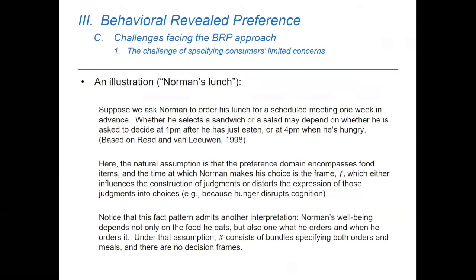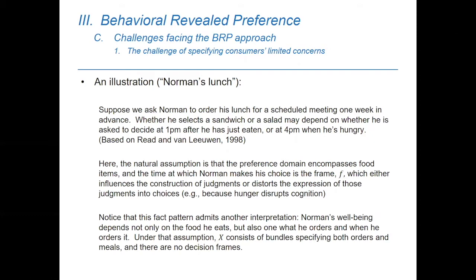On this slide, I present an example that's intended to illuminate this issue of drawing the line between the consumption bundle and the frames. I call this example Norman's lunch. You'll see as we go along, all of the individuals in my examples are named either Norma or Norman. And the reason for that is that, after all, this is normative analysis.